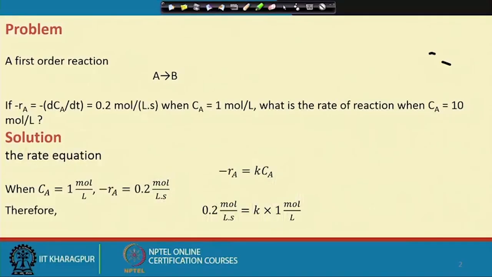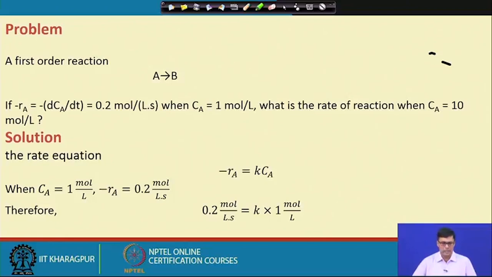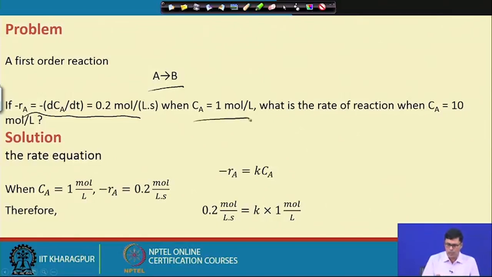Now today I am going to discuss some numerical problems. Four numerical problems I am going to discuss in this lecture. The first numerical problem deals with a first order reaction. It is a very simple reaction, A to B. The rate of reaction is given as 0.2 moles per liter per second when Ca equals 1 mole per liter. What is the rate of reaction when Ca equals 10 moles per liter?